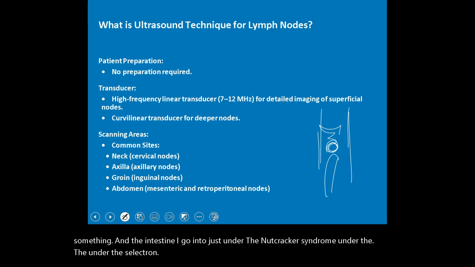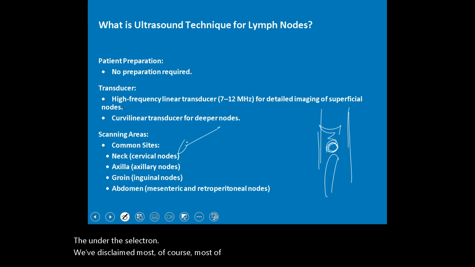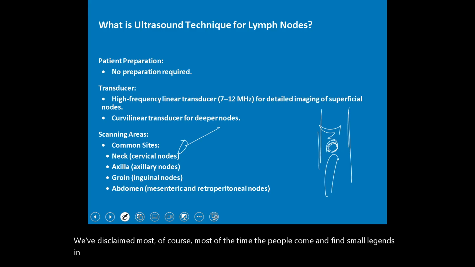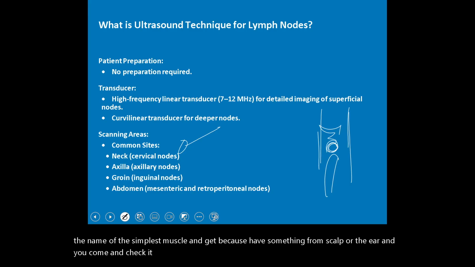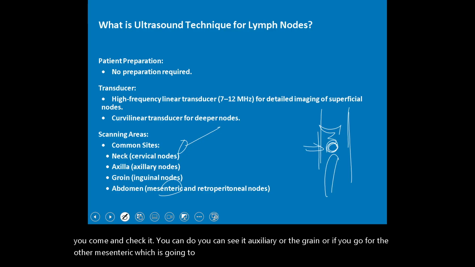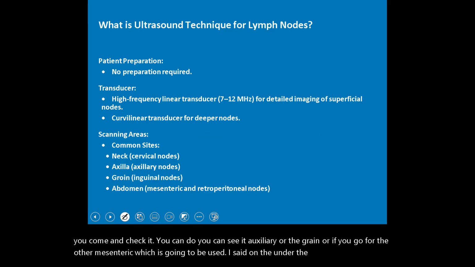Most of the time people come with small nodules found along the line of the sternocleidomastoid muscle, because they have something from the scalp or the ear, and they come to check it. You can also see it in the axillary or groin regions, or if you go for the abdomen, look for the mesenteric nodes, which are, as I said, under the celiac trunk.